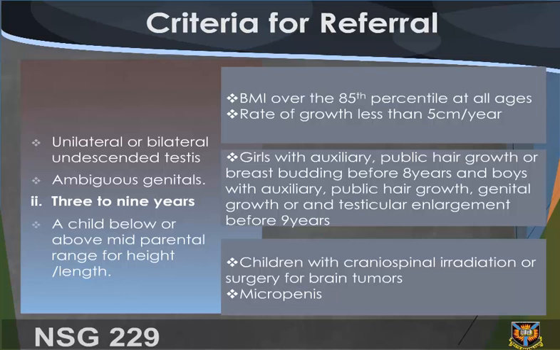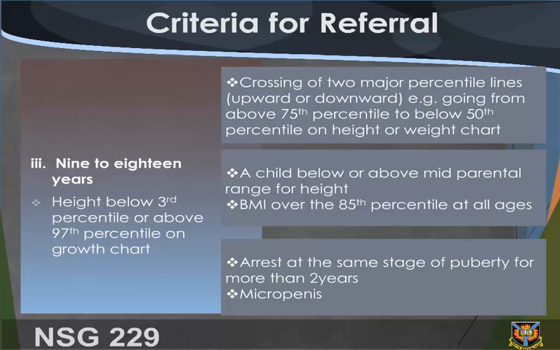A child below or above mid-parental range for height or length. BMI over the 85th percentile at all ages. Rate of growth less than 5 cm in a year. Girls with axillary pubic hair growth or breast budding before 8 years, and boys with axillary pubic hair growth, genital growth, and testicular enlargement before 9 years. Children with craniospinal irradiation or surgery for brain tumors. Micropenis. 3. 9 to 18 years.